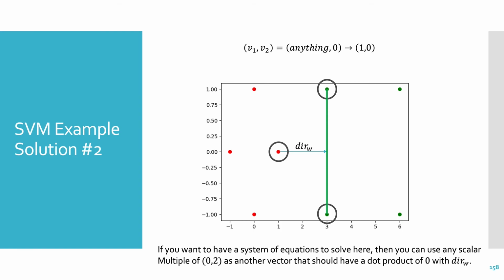If you actually want to create a system of equations to solve here, then you can use any scalar multiple of 0, 2, that is, the vector that connects the two positive points, as another vector that should also have a dot product of 0 with the direction of W. We choose 0, 1. Solving these two equations gives 2v2 equals 0 and v2 equals 0. So again, we're in a situation where v2 equals 0 and v1 can be anything.